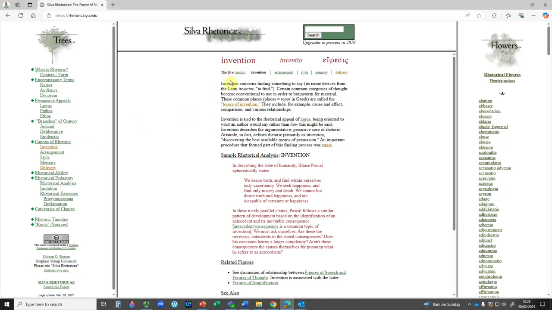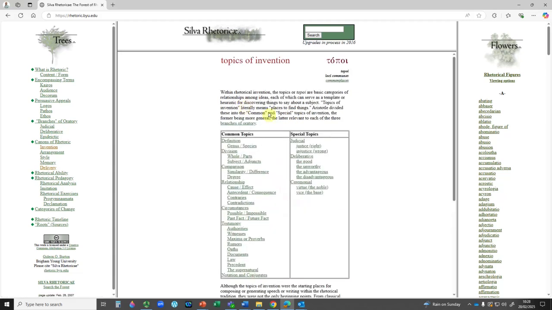you see here, invention concerns finding something to say. Its name derives from the Latin invenire, to find. Certain common categories of thought become conventional to use in order to brainstorm from materials. These places called topoi in Greek are called topics of invention. And if I click on that, you can see here things like, these are things that people do in order to come up with something to say.